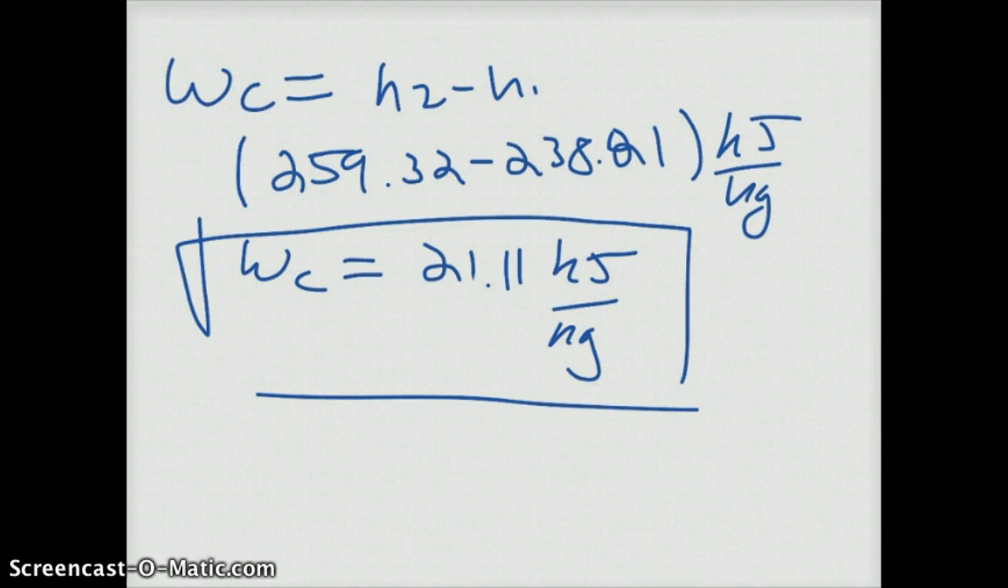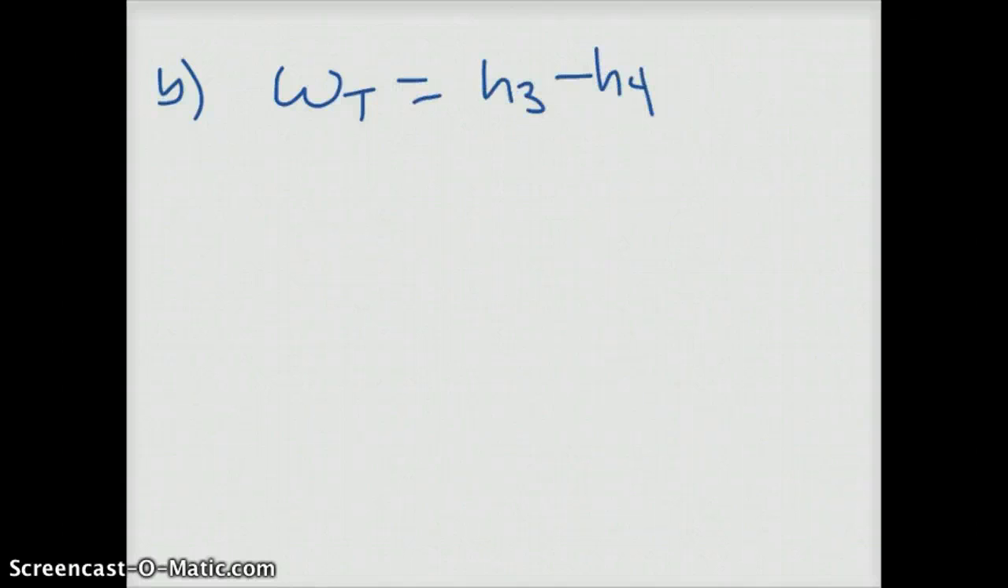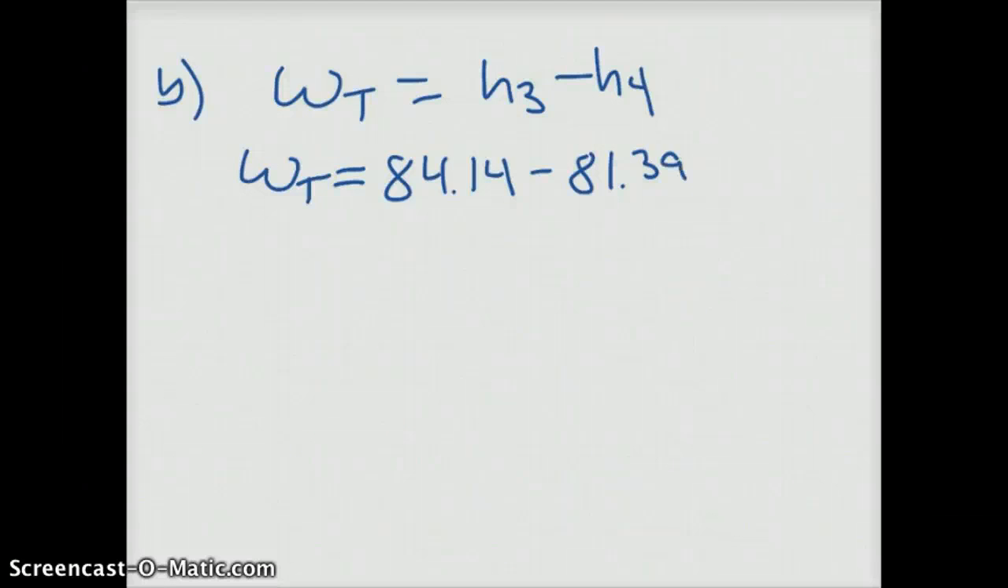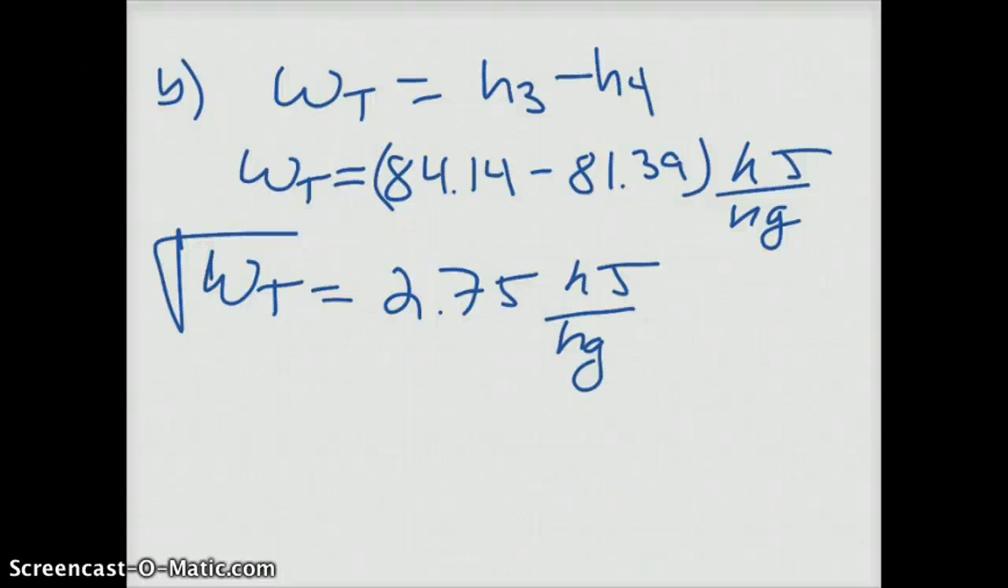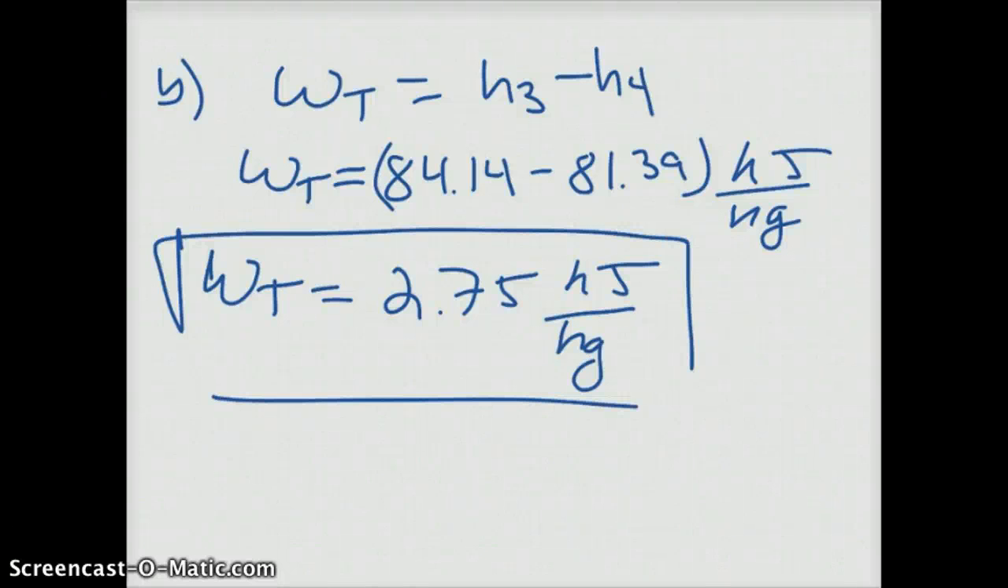Alright, now part B asks for the work of the turbine, and that is going to be equal to H3 minus H4. Also, we already know the values, so we plug them in. 84.14 minus 81.39, and that is all in kilojoules per kilogram. We find that our work at our turbine is equal to 2.75 kilojoules per kilogram. Simple enough now that we found all our values.